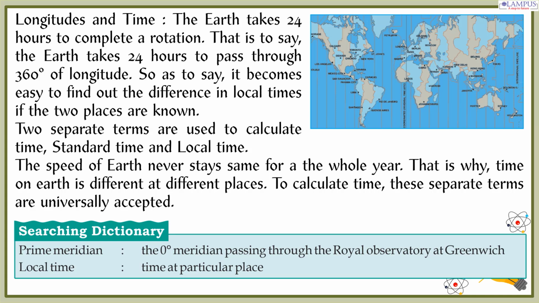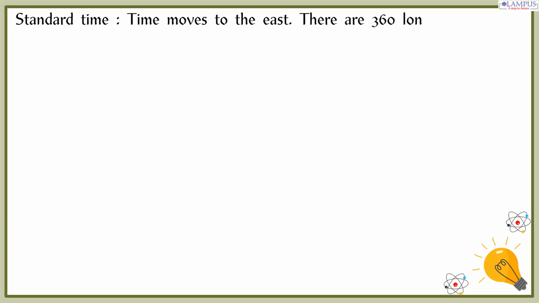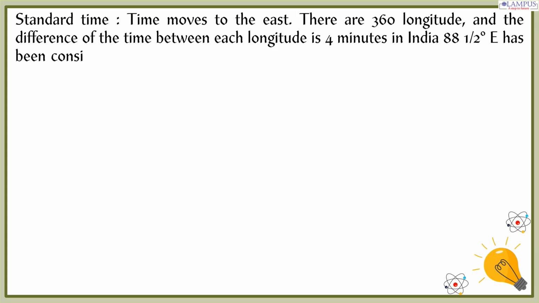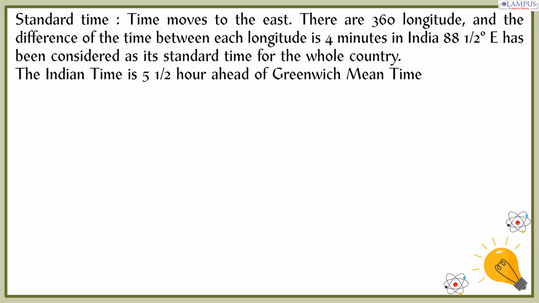Searching dictionary. Prime meridian: the 0 degrees meridian passing through the Royal Observatory at Greenwich. Local time: time at a particular place. Standard time: time moves to the east. There are 360 longitudes, and the difference of the time between each longitude is 4 minutes. In India, 88.5 degrees east has been considered as its standard time for the whole country. The Indian time is 5.5 hours ahead of Greenwich Mean Time, GMT.